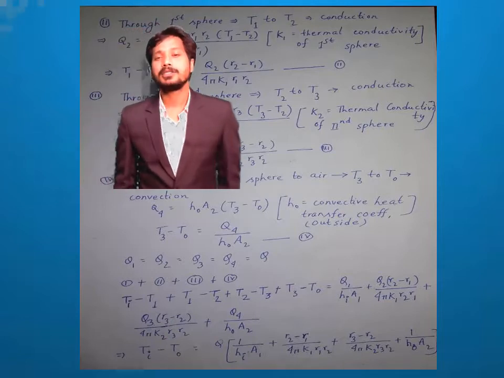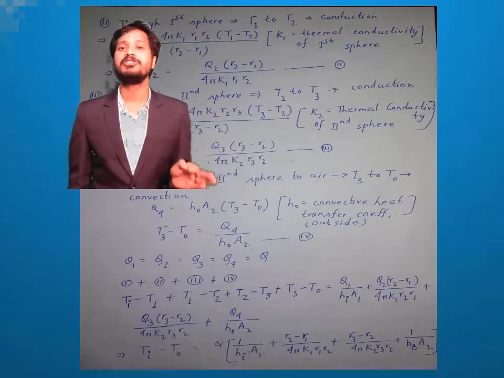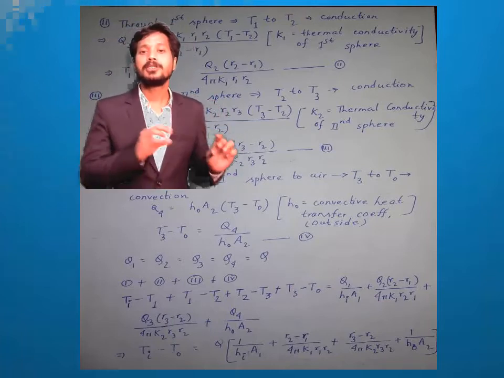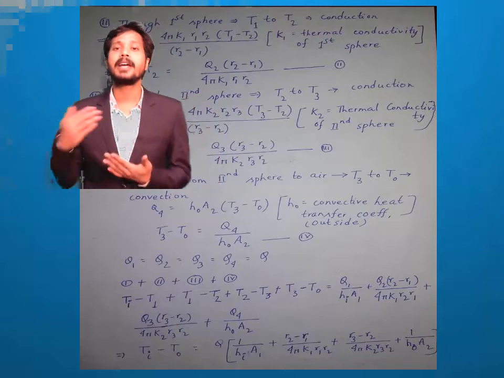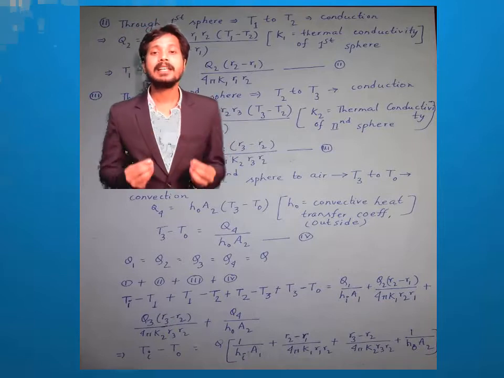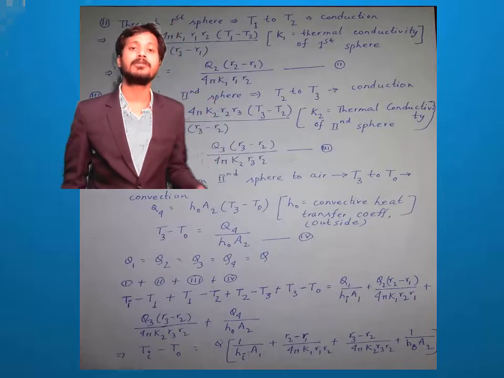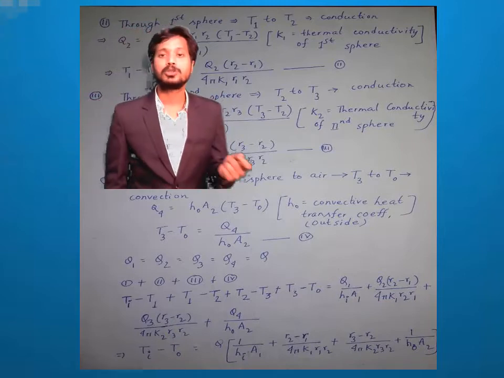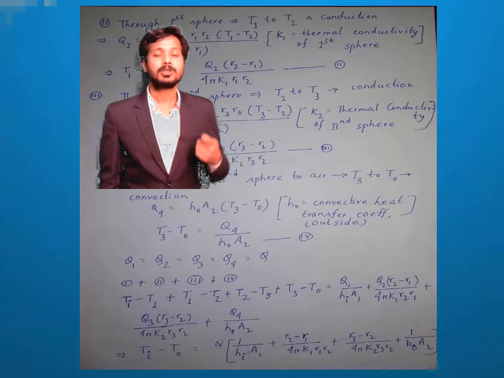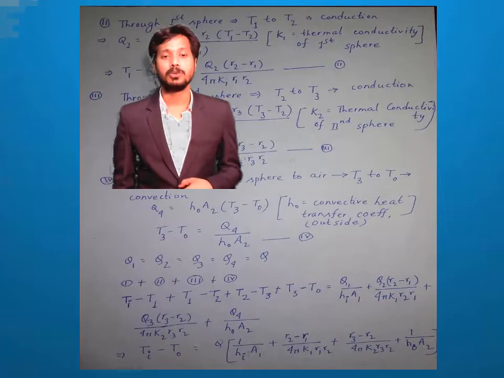Now again we have to take the concept. The amount of heat transfer through each and every step, means from air to the first sphere, through the first sphere, through the second sphere, or from the second sphere to the air, will remain the same, because you are not considering any heat loss or any heat accumulation. So whatever heat transfers from the first sphere to the second sphere, or through the second sphere, or from the sphere to the air, the heat transfer remains the same. So I can replace the Q1, Q2, Q3 and Q4 values with heat transfer Q.